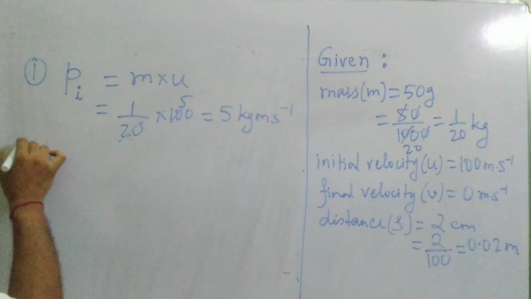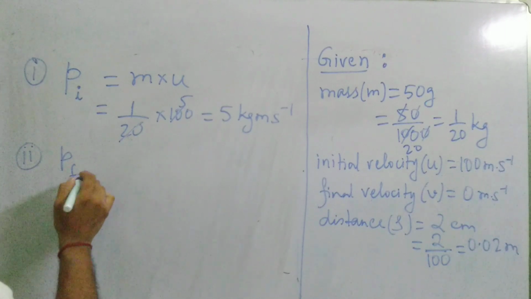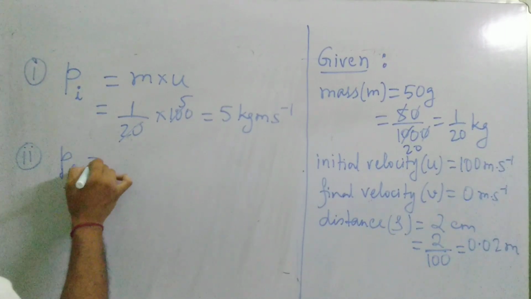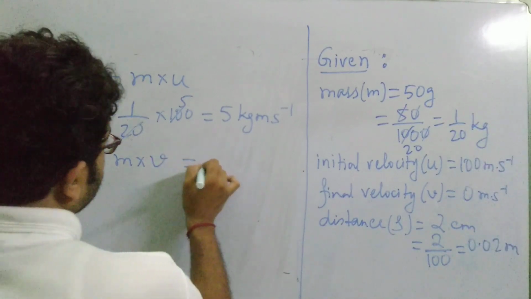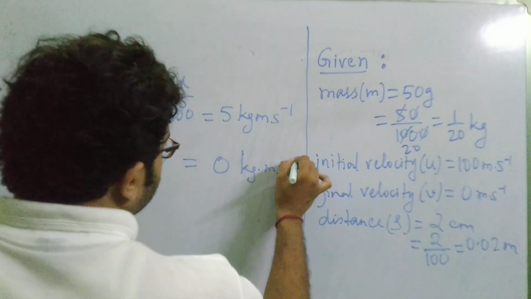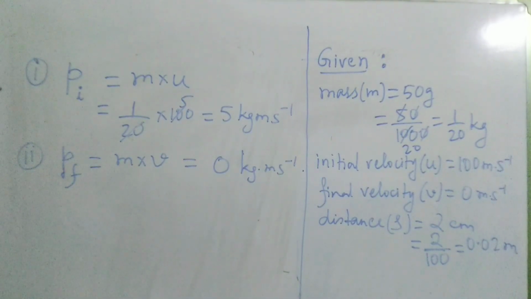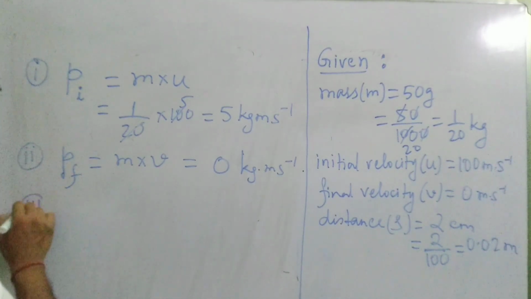Second part, it says the final momentum. Final momentum is represented by P subscript f. It should be m into v. So v is 0, so the final momentum turns out to be 0. Okay, so two parts are very easily solved. Now what has been asked in the third part? It has been asked what is the retardation of the block. So how can you get it?